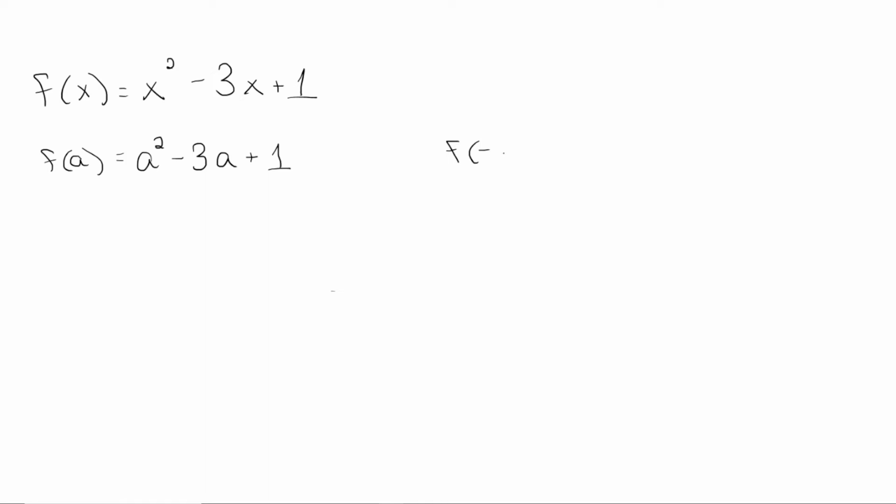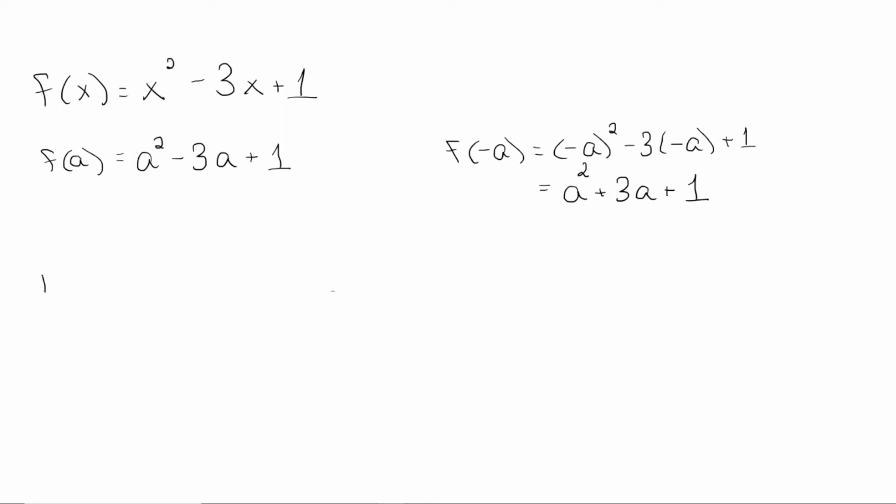If we looked at something like f of negative a, that would be negative a squared minus 3 times negative a plus 1. A negative times a negative is a positive, so this is a squared, and negative 3 times negative a would be positive 3a, plus 1. So we can input variables as well, and we can even input expressions.